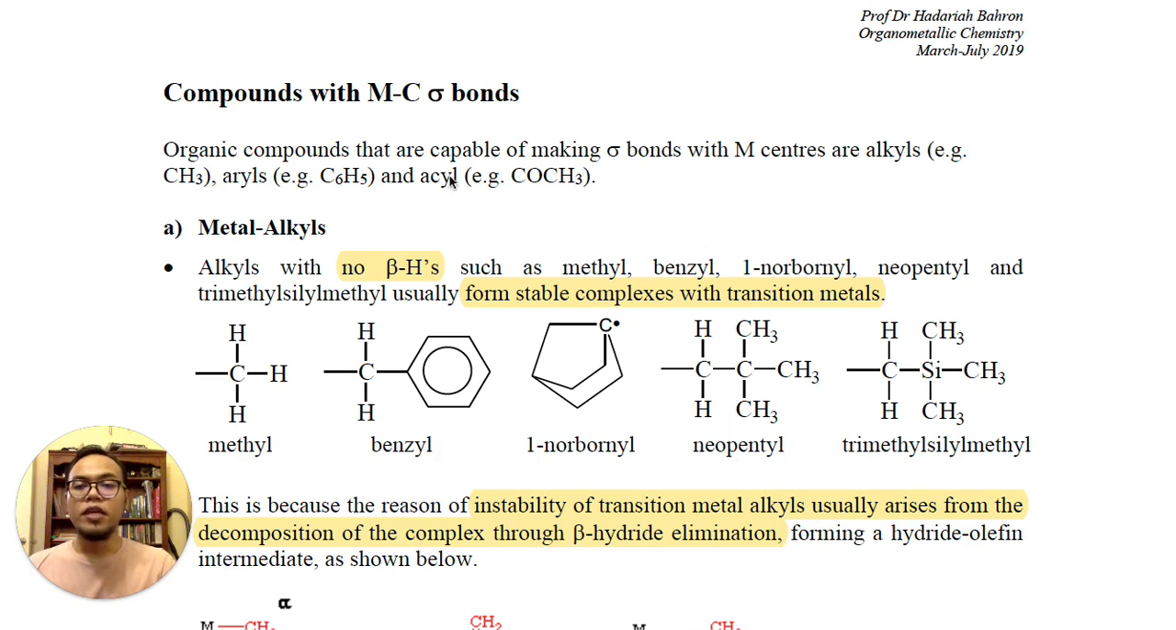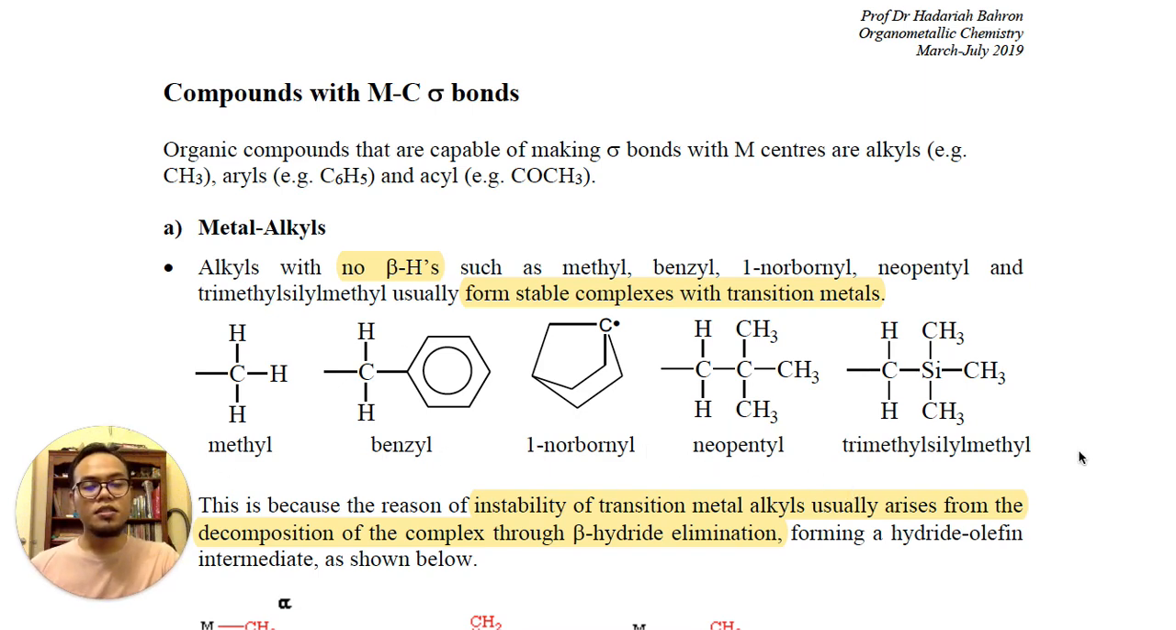Now, we know that organic groups capable of making sigma bonds with metal centers are alkyls, meaning it can be any alkyl: methyl, phenyl, acyl, and so on and so forth. So let us see the first one, metal alkyls. The alkyls that are able to bond with your metal stably would be alkyls with no beta hydrogens. For example, we have methyl, benzyl, norbornyl, neopentyl, and trimethylsilylmethyl, CH2SiMe3.